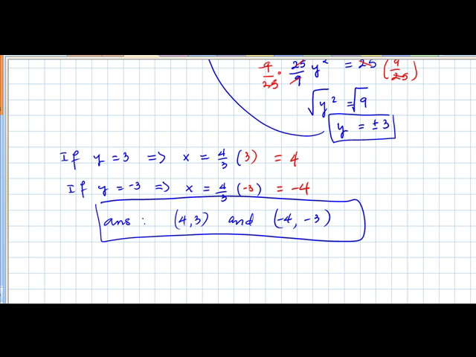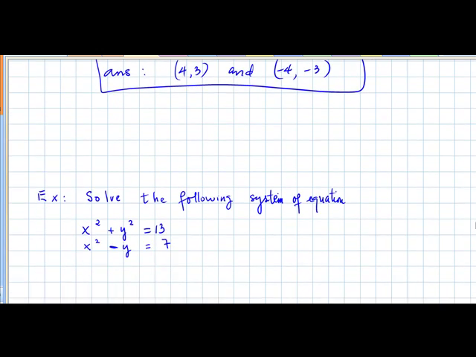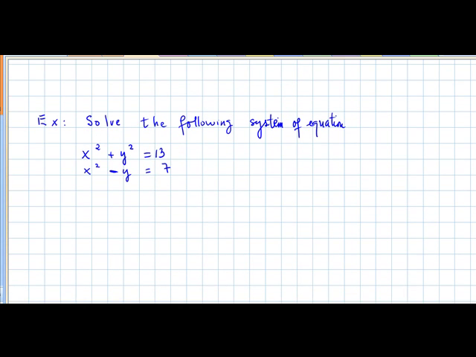So let's try the next example. Next example, I have a system which I want to solve: x squared plus y squared equal to 13, and x squared minus y equal to 7. Once again, I like to name my equations.